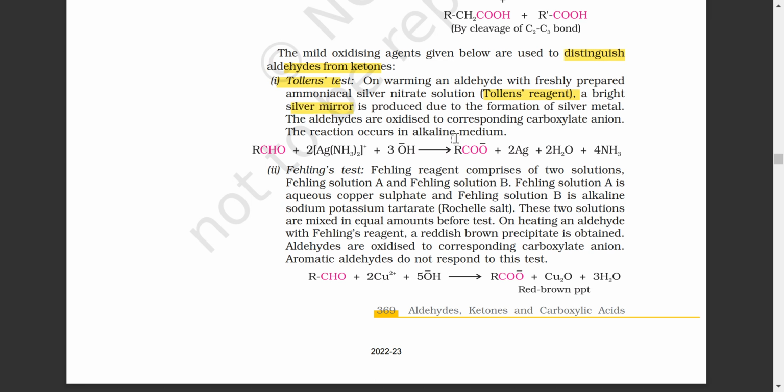तो इसलिए हम इसको silver mirror test भी बोलते हैं. Due to the formation of silver metal, the aldehydes are oxidized to corresponding carboxylate ion. The reaction occurs in an alkaline medium.